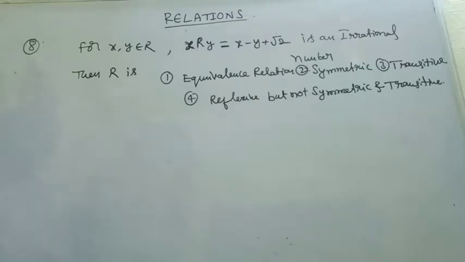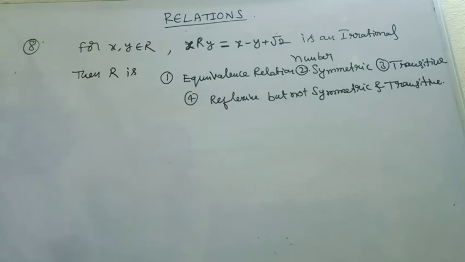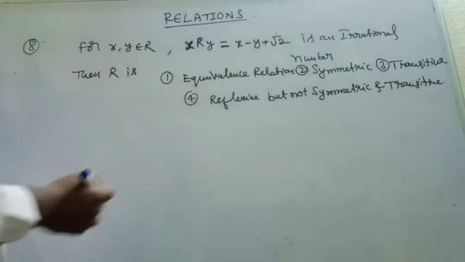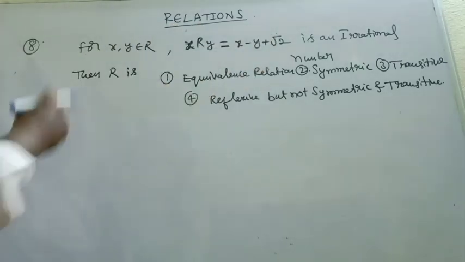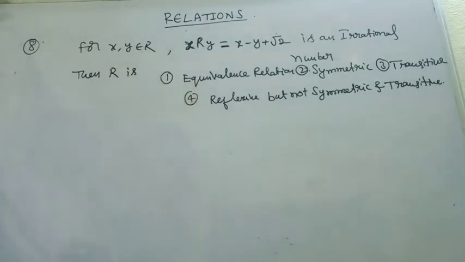See now here, 8th problem: x, y belong to real numbers, x is related to y. How is the relation given? x minus y plus root 2 is an irrational number. Then R is, they are telling, option 1, equivalence relation. Number 2, symmetric. Number 3, transitive. Number 4, reflexive but not symmetric and transitive, right? Let us see how this problem will be answered.